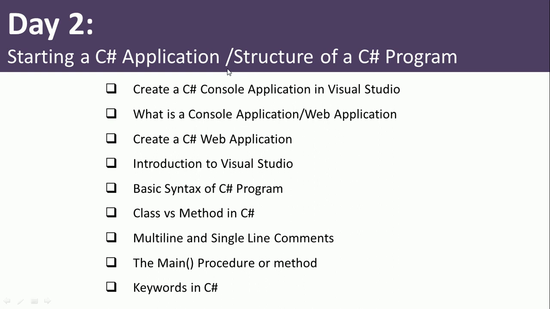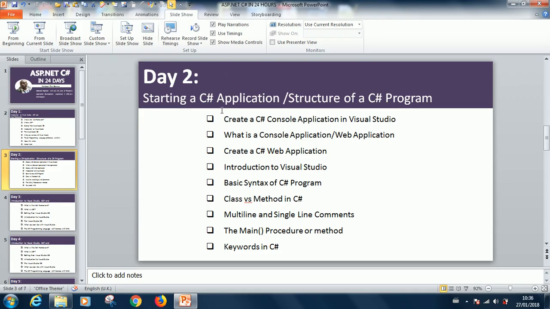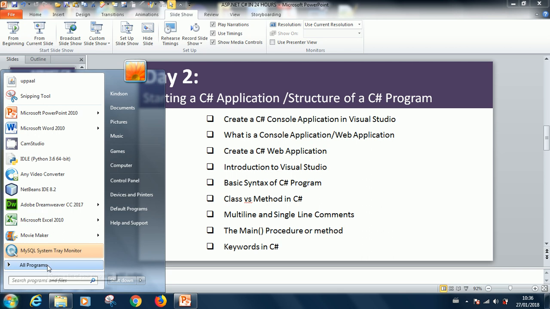Today we are going to create a console application. We are going to see the difference between a web application and a console application. We are going to look at the basic syntax of the C# program. We're going to differentiate between class and method, look at multi-line and single line comments in C#. We understand what the main method or the main procedure is all about, and look at a few keywords in C#. So let's put all this and then go and open Visual Studio.